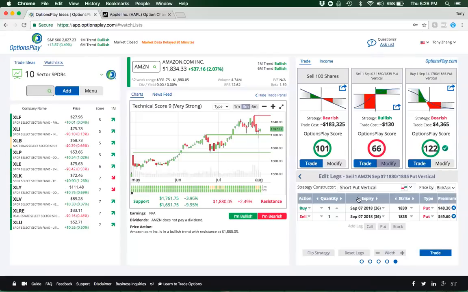So let's look at a shorter dated one, let's say a 22-day one, right? Let's take a look at going a little wider, and let's go down to, let's say, I'm going to sell the 17. Let's see, what would I sell?